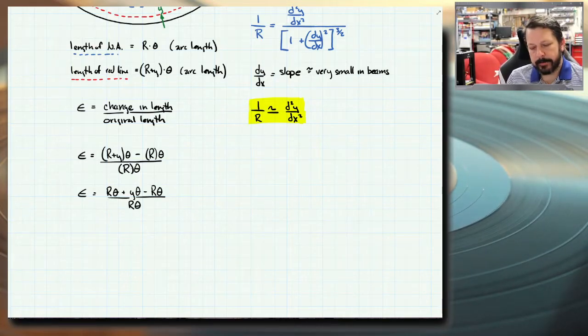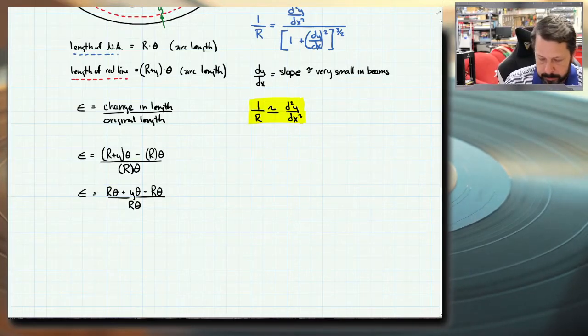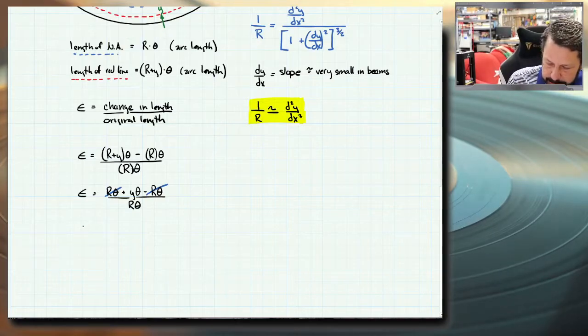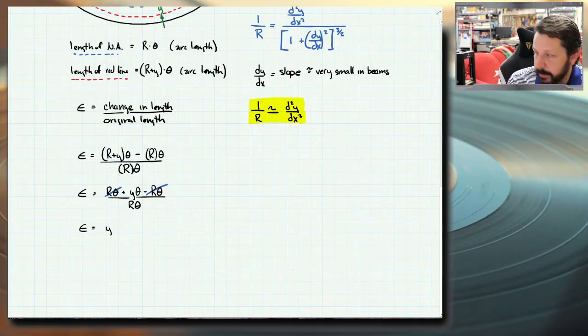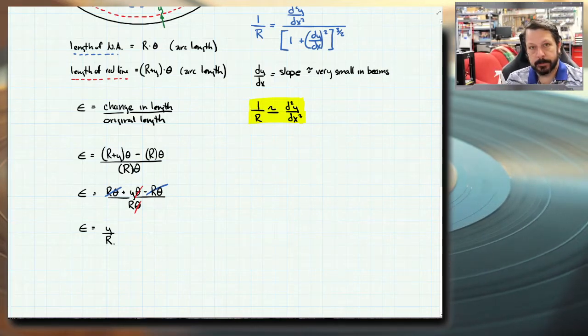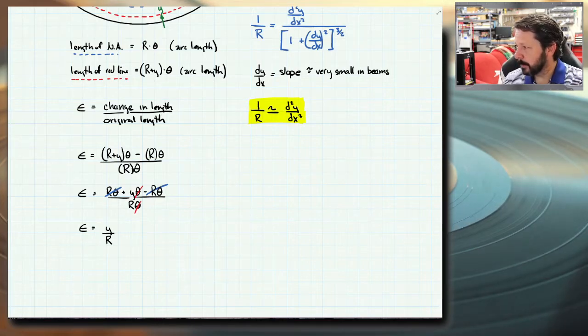In my numerator, I have r theta minus r theta. So those subtract each other away. And now I've got a little function for strain. I've got y theta over r theta. So actually, the thetas will cancel out once I get rid of the r theta minus r theta. And I just end up with y over r. This r is the radius of curvature r. Okay? So now we're getting somewhere, possibly.